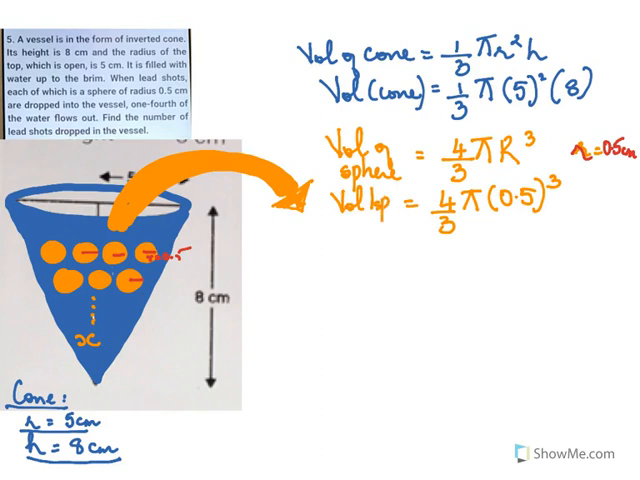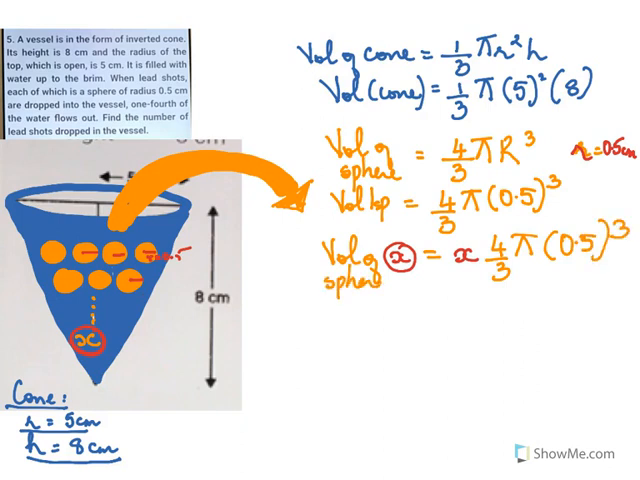But how many spheres do we have here? We have X spheres. So volume of X spheres will be equal to X into 4/3 pi r cube. This is volume of X spheres. So we have done two things. We found the total volume of the cone, and we found the total volume of all the spheres. Now let's read further.